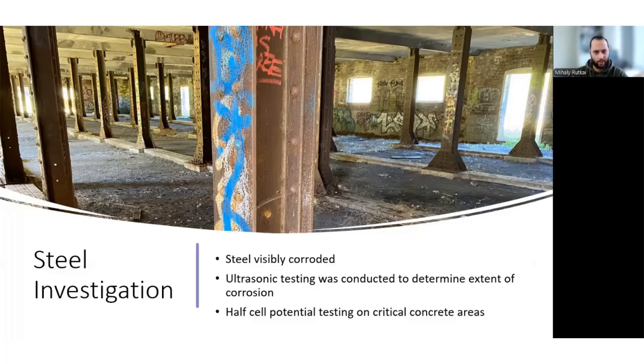Most of the exposed steel columns and beams were visibly corroded. Ultrasonic thickness testing was used to determine the section loss within the web and flanges of the members. Traditionally, drill testing, cleaning of corrosion, and physical measurements would have been used to gather this data. But due to ultrasonic testing, it was able to be completed in a fraction of the time.